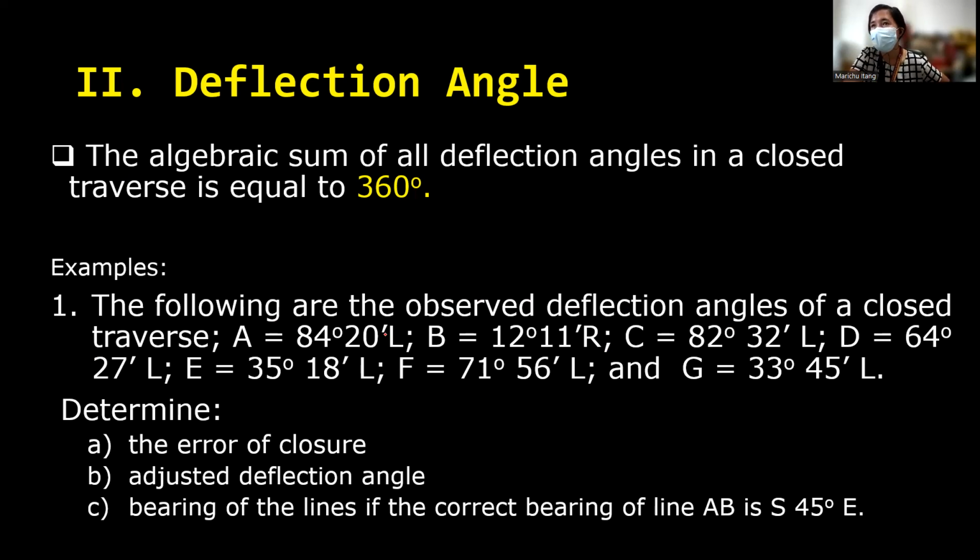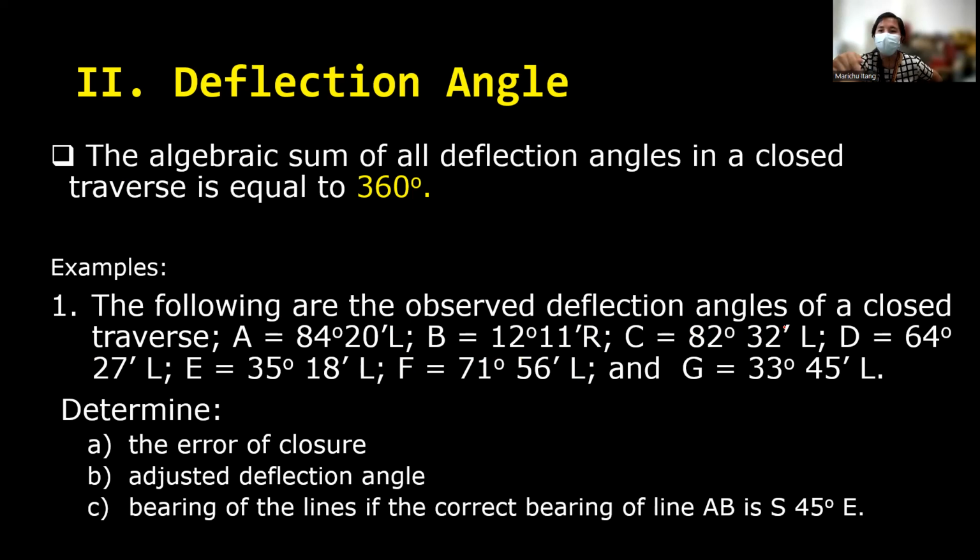When you see left, that is a deflection angle to the left. We have B, 12 degrees and 11 minutes to the right. So clockwise yung kanyang direction ng ating angle. We have 82 degrees and 32 minutes left.